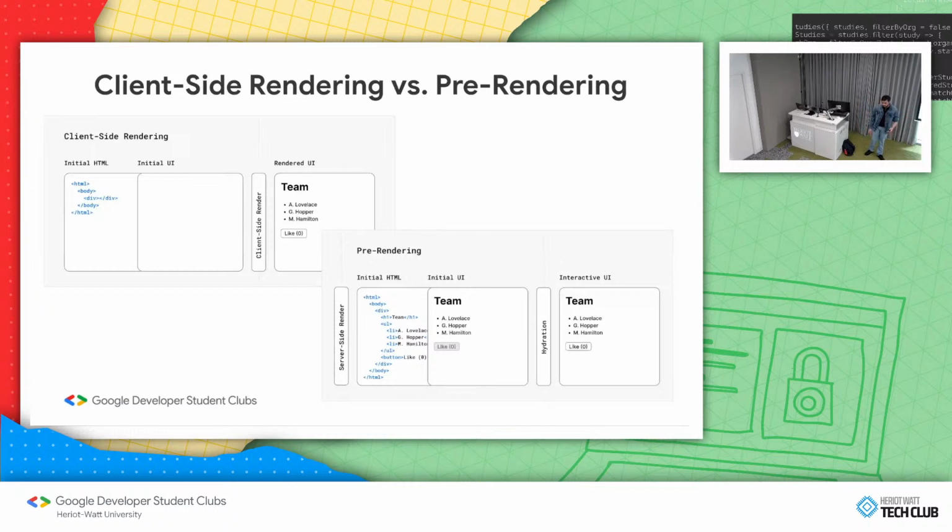Whereas pre-rendering sort of loads a skeleton of an HTML page when the user first lands on the page, and then later makes the page more interactive when JavaScript fully loads in. This process we discussed was called hydration.